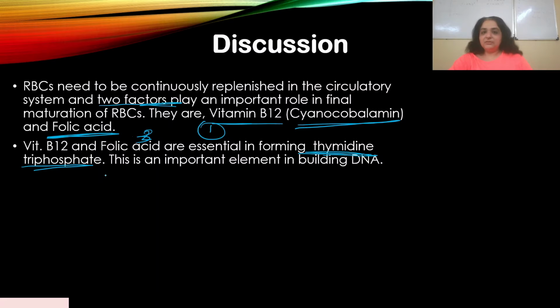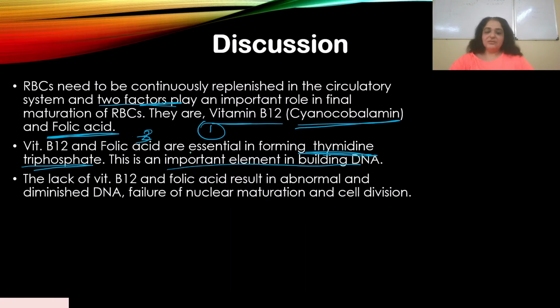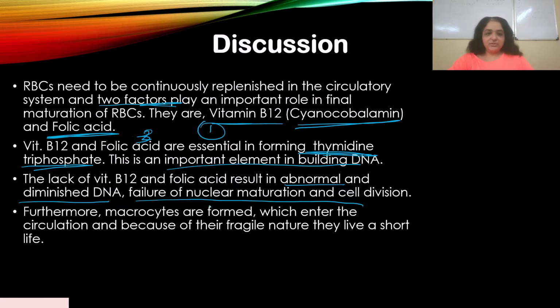Now why do we need vitamin B12 and folic acid? Because they are essential in forming thymidine triphosphate, an important element in building DNA. So now you understand why. If there is a deficiency of vitamin B12 or folic acid in your body, it will result in abnormal and diminished DNA. Obviously, then there will be failure of nuclear maturation and cell division.